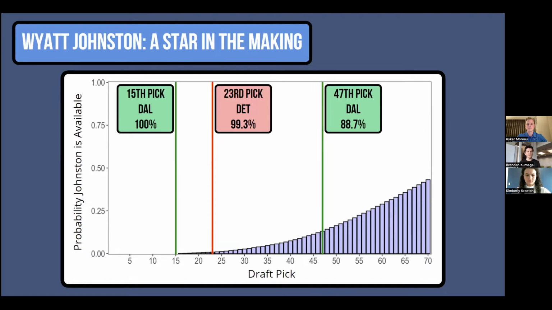If they believe Johnson is going to be a star, they probably wouldn't want to take that risk, even though it's not too large. However, by trading down to pick 23, their chance of getting Johnson only drops to 99.3%. And in addition, they obtained 2 extra picks in the process, making this trade a low-risk, high-reward transaction. Now with a bit of motivation behind how this model can be used, I'll pass it over to Kim to discuss exactly how it works.